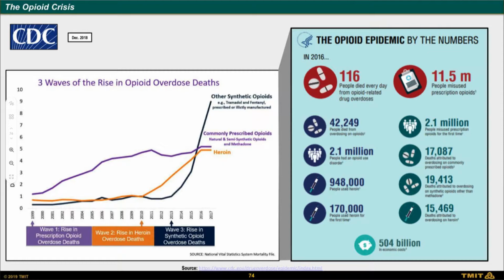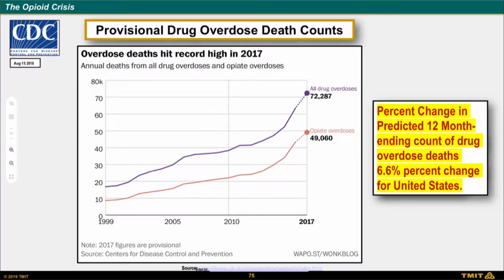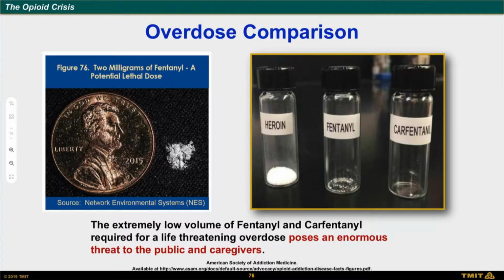If you look at the next slide, it describes the three waves again, but also the opioid epidemic by numbers. We see that 116 people died every day from opioid-related drug overdose deaths. 11.5 million people misuse prescribed opioids, and this is really in line with what we've talked about before. On the next slide that describes the overdose comparison, you can see here that an extremely low volume of fentanyl or carfentanil is required for life-threatening overdose.